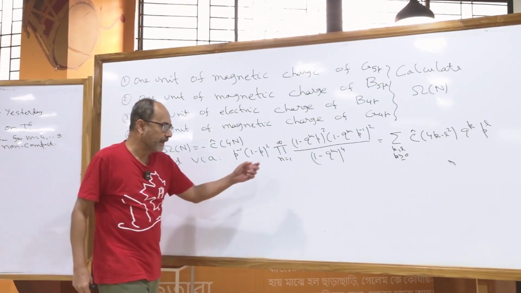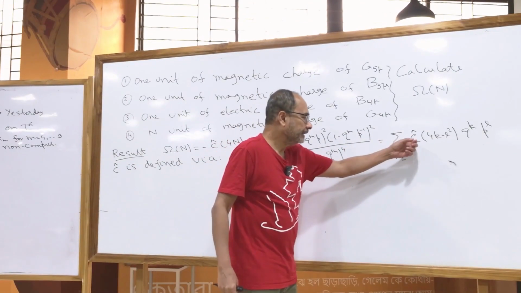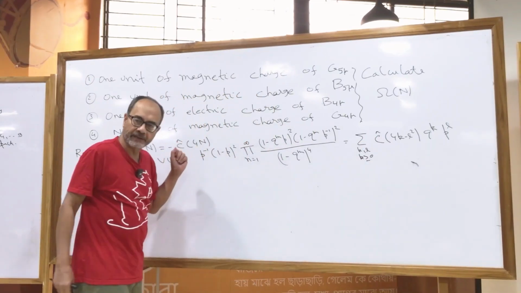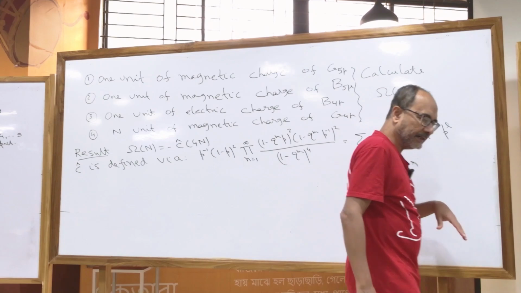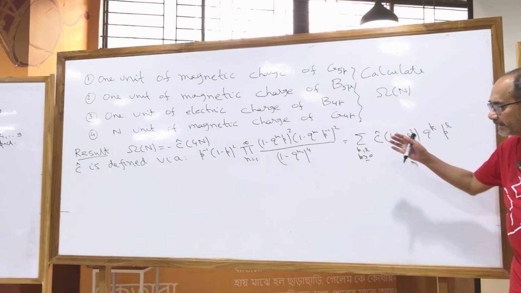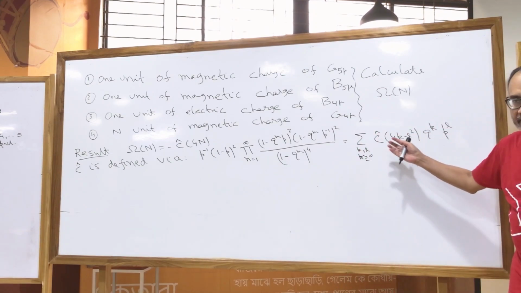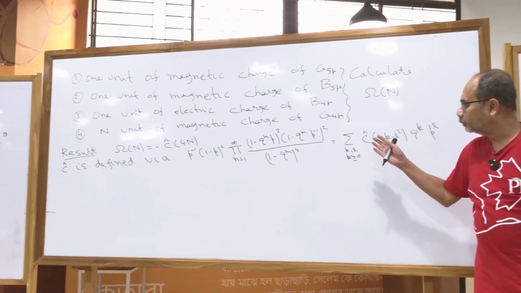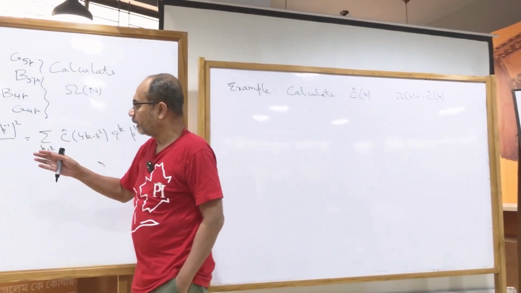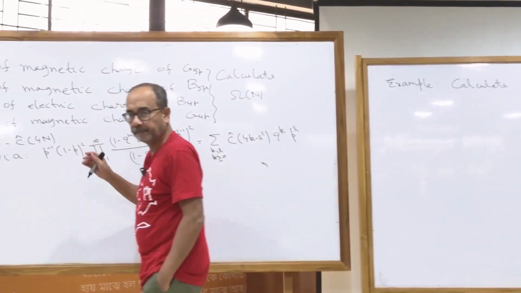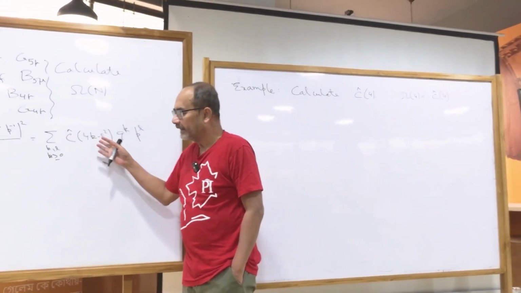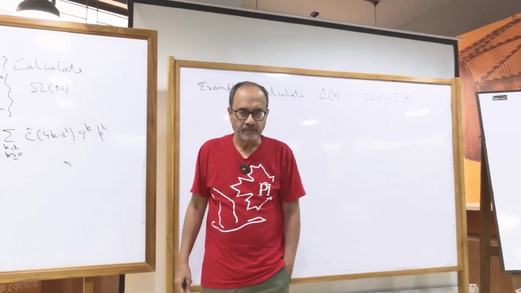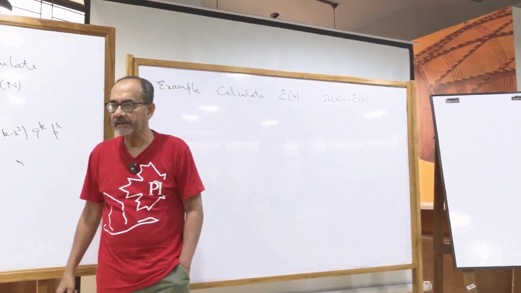The same thing is true here. The fact that this C hat is what counts these states, I have not derived, but I have given the result. Given the result, you should be clear as to what it means. If I tell you that this is the result, you should be able to extract all the omega n's from this. And as I said, I'll just illustrate this by calculating C hat of 4.